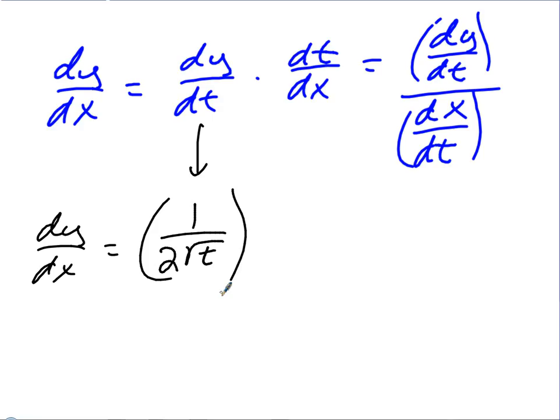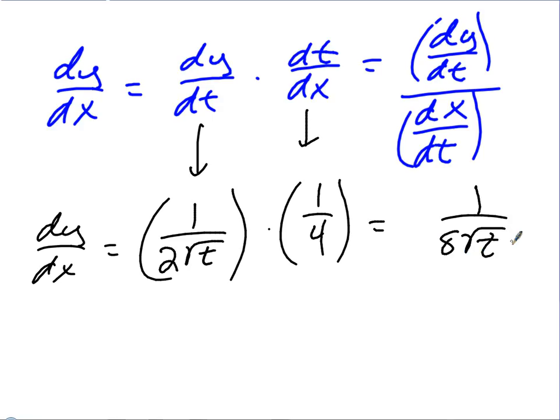So if dx/dt is 4, then isn't dt/dx just the reciprocal of 4, right? So this just becomes 1/4. Or if I want to, I can just divide them, right? I could divide this thing by 4, which is the same as multiplying by 1/4. Either way, take a pick. But I get this product. If I multiply straight across, it looks like I just get 1/8 times the square root of t, right?